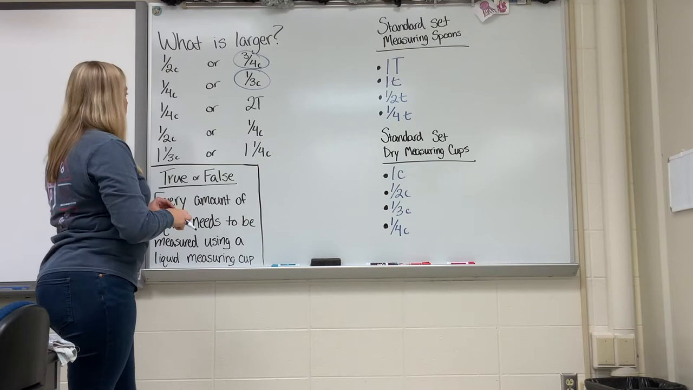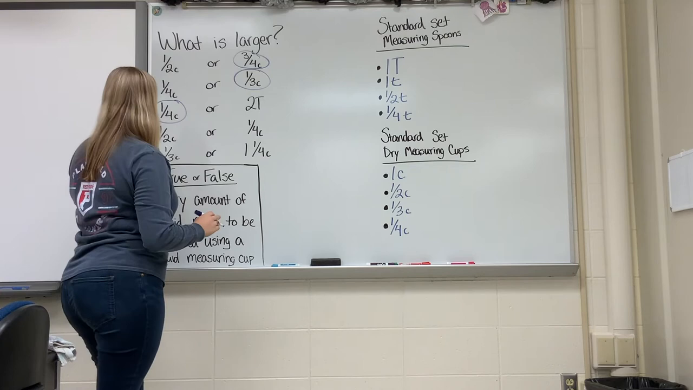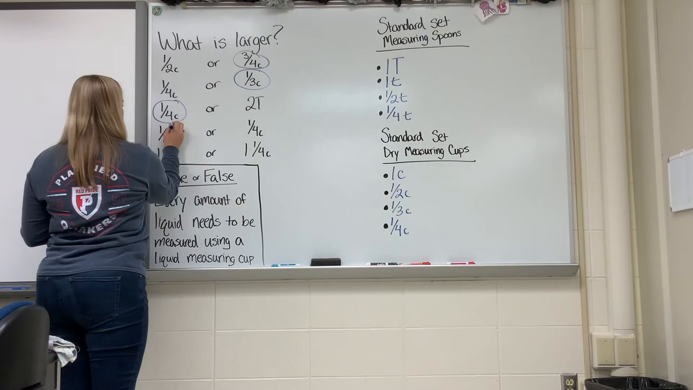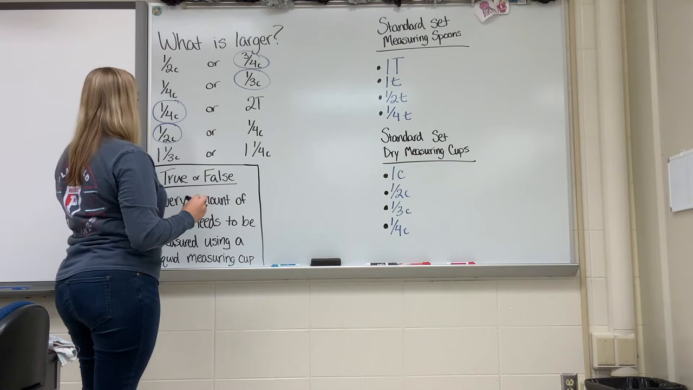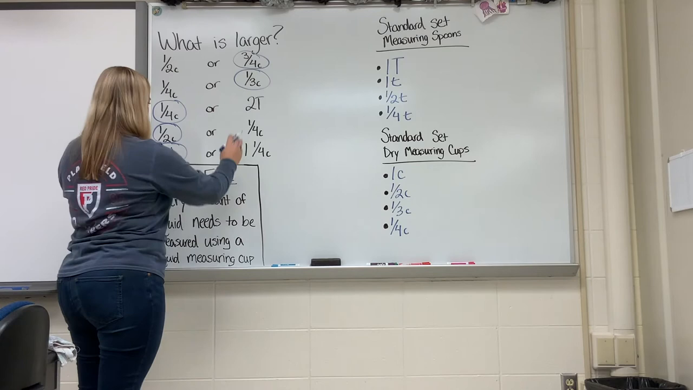Okay, so now if we think about that picture we drew before, 1/4 cup equals 4 tablespoons, so that is going to be larger than 2 tablespoons. Then if we look at 1/2 cup or 1/4 cup, 1/2 cup is going to be larger because 1/2 cup has 2 1/4 cups in it. Then if we look at 1 1/3 cup or 1 1/4 cup, don't let that 1 cup fool you. 1/3 cup is going to be larger than 1/4 cup, so we can cancel those out.